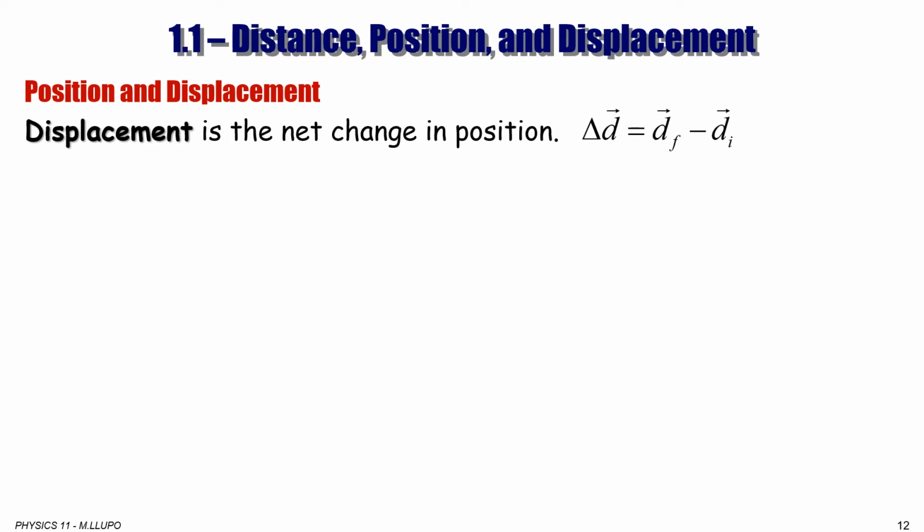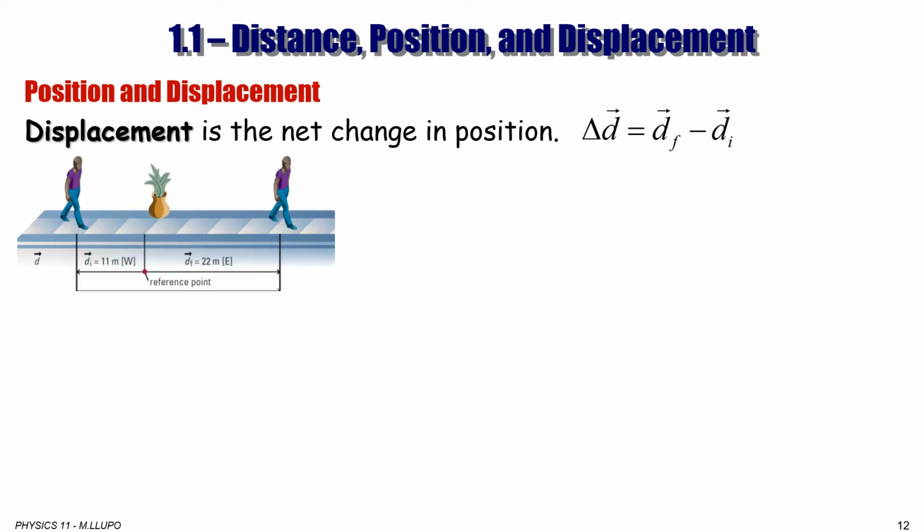Kinematics is the study of motion. It's about moving objects. So we talk about position, which is the location where the object is located. Now, what about changing that location? What about moving from one position to another? That's why we study displacement. The concept of displacement is the net change in position. The symbol is delta d, which is equal to final position minus initial position.